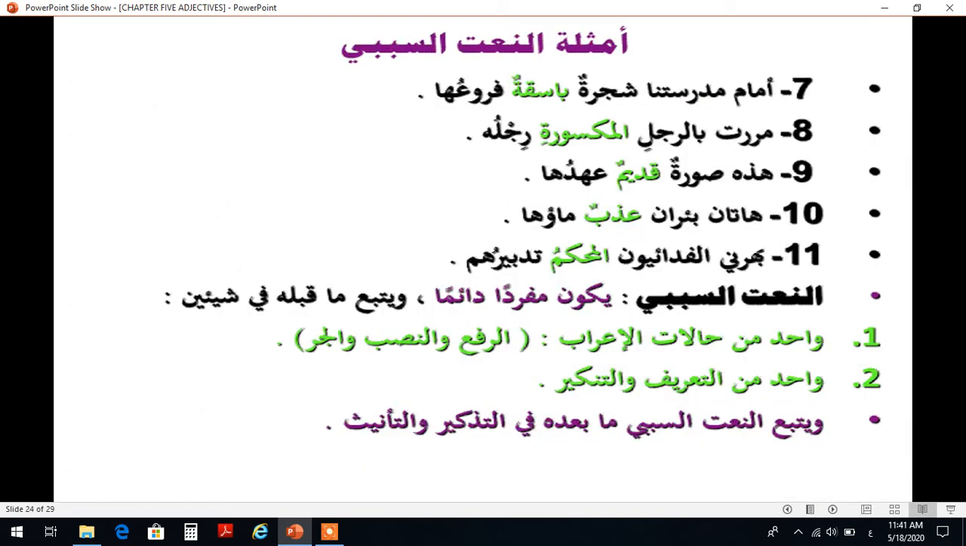Here are other examples for indirect adjectives أو نعت السبب. أمام مدرستنا شجرة باسقة فروعها. مررت بالرجل المكسورة رجله. هذه صورة قديم عهدها. هاتان بئران عذب ماؤها. وهكذا.